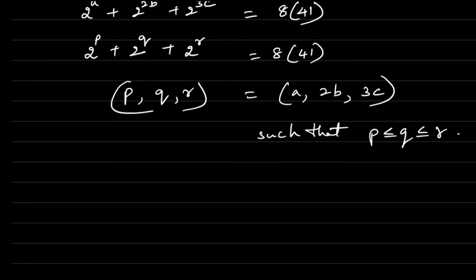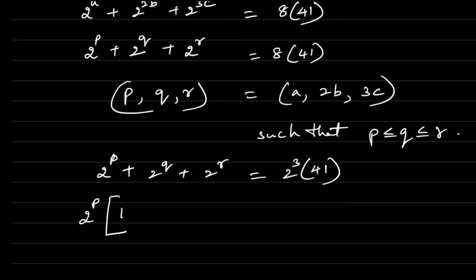So now here this is equal to 2 to the power of P plus 2 to the power of Q plus 2 to the power of R, which is equal to 2 cubed into 41. 8 can be written as 2 cubed. So now I can take out 2 to the power of P common. If I take out 2 to the power of P, I'll get 1 plus 2 to the power of Q minus P plus 2 to the power of R minus P, which is equal to 2 to the power of 3 into 41.